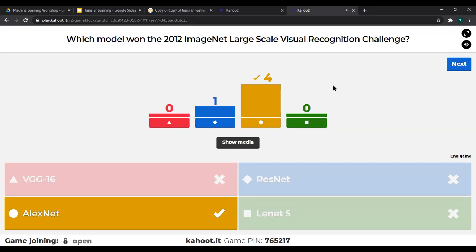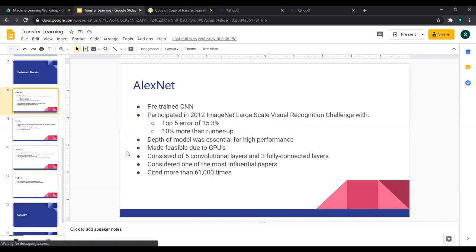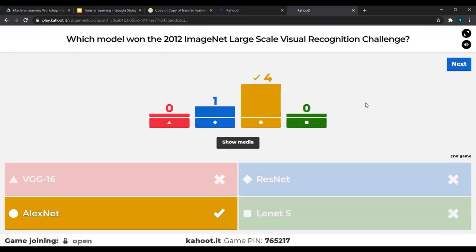Okay, AlexNet won the visual recognition challenge. You don't have to know this, I just asked it as a question, as you could see or hear. It participated in the 2012 ImageNet recognition challenge. So I just gave it as a fun question.